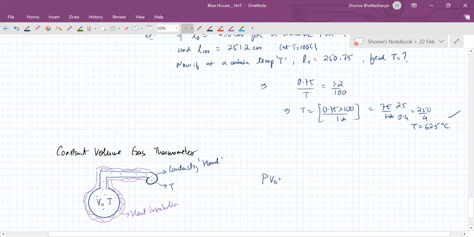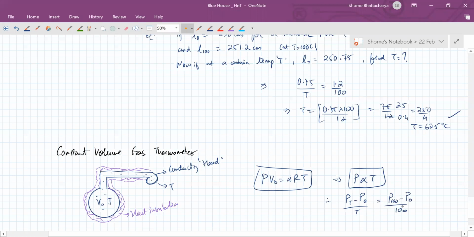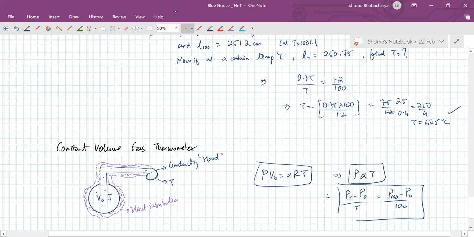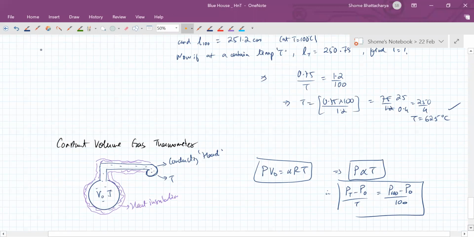So PV naught is equal to nRT. So the pressure of the gas is proportional to temperature. That is how a constant volume gas thermometer works. And similarly, we have the platinum resistance thermometer.